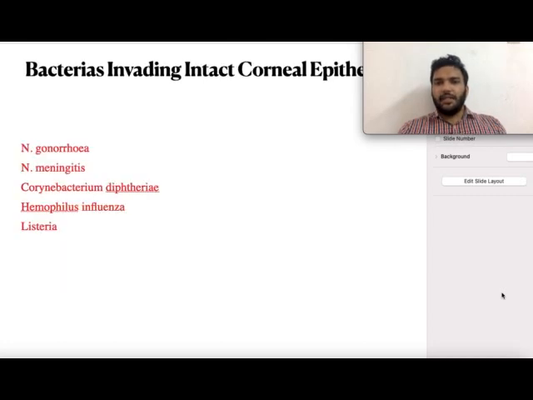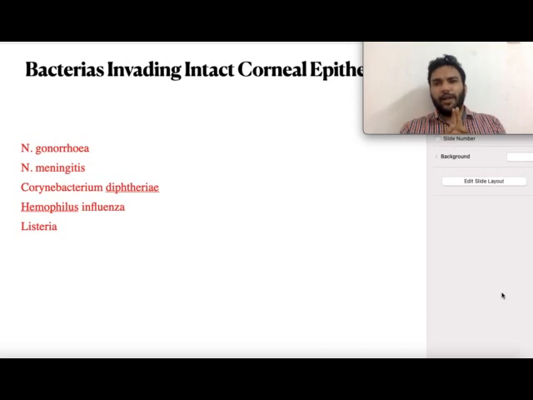But there are certain organisms that can penetrate an intact corneal epithelium, like Neisseria gonorrhoeae, Neisseria meningitidis, Corynebacterium diphtheriae, Haemophilus influenzae, and Listeria. These bacteria can penetrate intact corneal epithelium. So if the organism touches the epithelium, it can penetrate and cause corneal ulcers, because there is a breach in the epithelium and there will be an infiltrate because of these organisms.